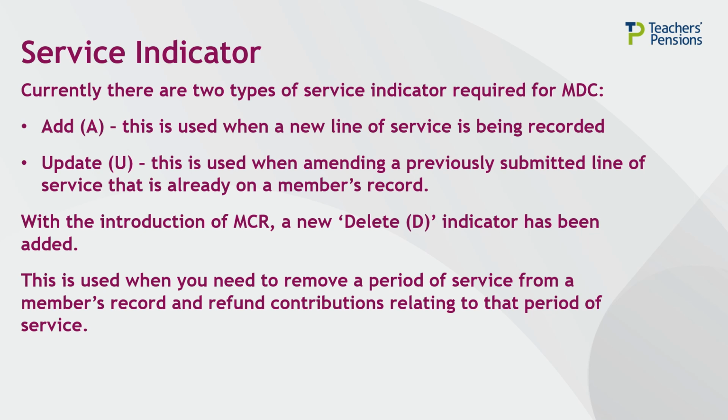With MCR, we're introducing a new indicator called the Delete or D indicator. This is used to remove service lines from a member's record. D indicators would be used if a member had left an employment but you weren't notified until after your monthly submissions have been made. They can also be used to rectify a member's record if they've been included on an MCR submission in error. For example, if it's come to light that the member shouldn't have been enrolled into the scheme, but placed into a different scheme, such as an LGPS pension scheme.